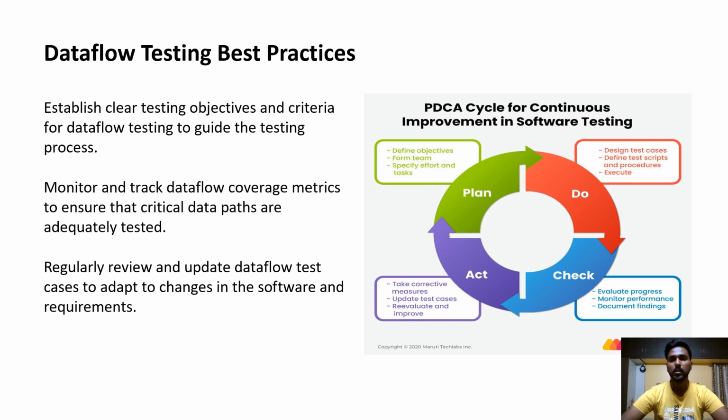Now we'll see about the PDCA cycle for continuous improvement in software testing. The first step is do. Design test cases, define test scripts and procedures, and then execute. Next step is check. Evaluate process, monitor performance and document findings. Next step is act. In act, take corrective measures, update test cases, re-evaluate and improve. Next step is plan. Define objective, form team, specify effort and task.